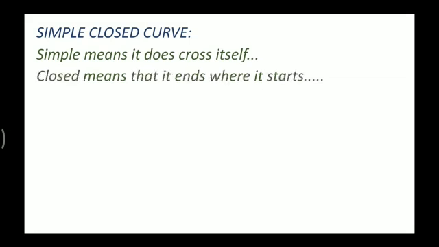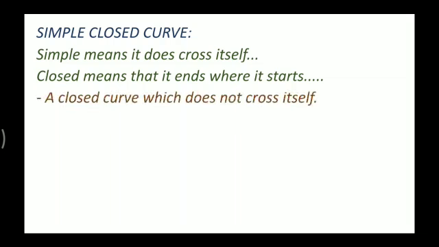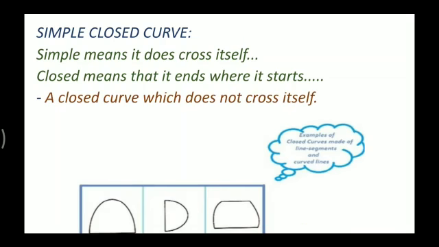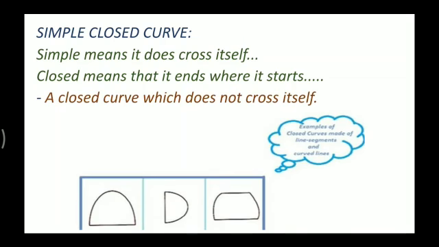Next is the simple closed curve. You already know that simple means it doesn't cross itself, and closed means that it ends where it starts. So, what is a simple closed curve? A simple closed curve is a closed curve which does not cross itself. So, some of the examples are here. In this case, the curves are simple and also closed.